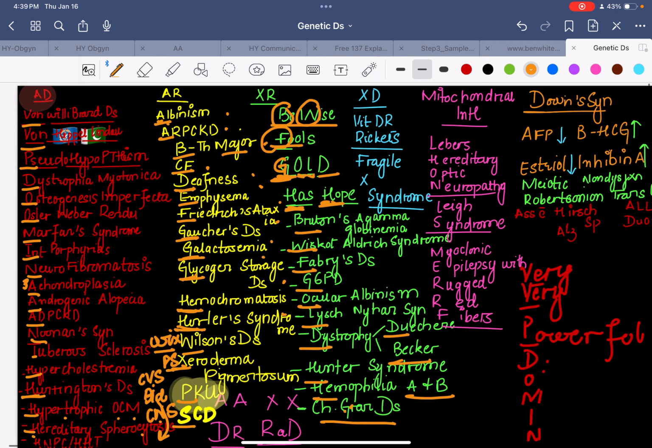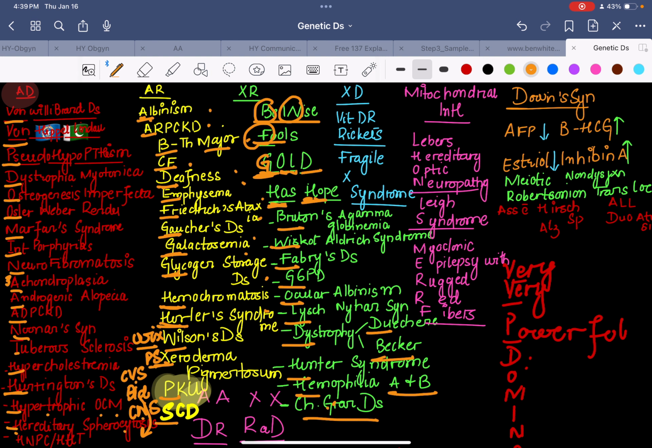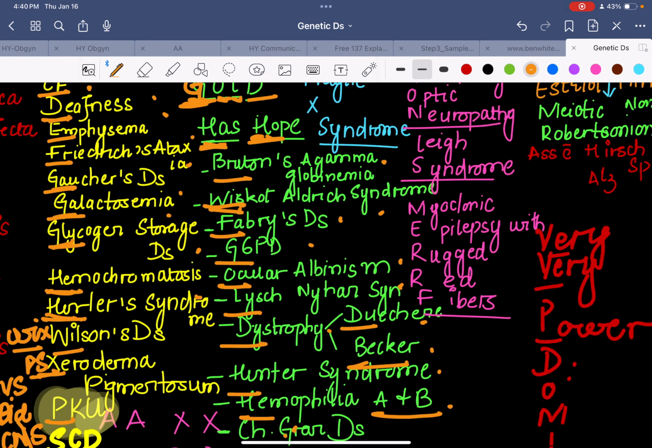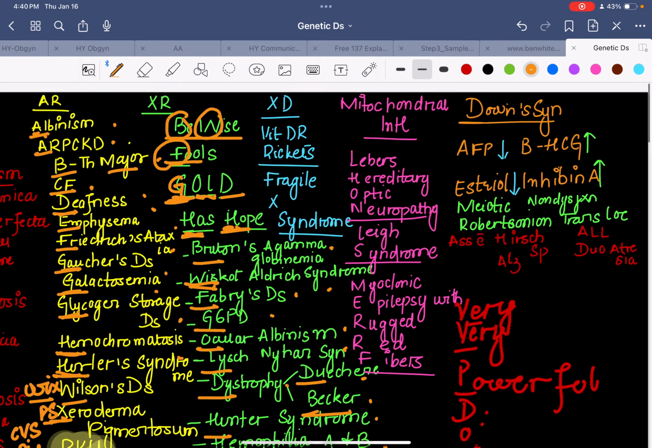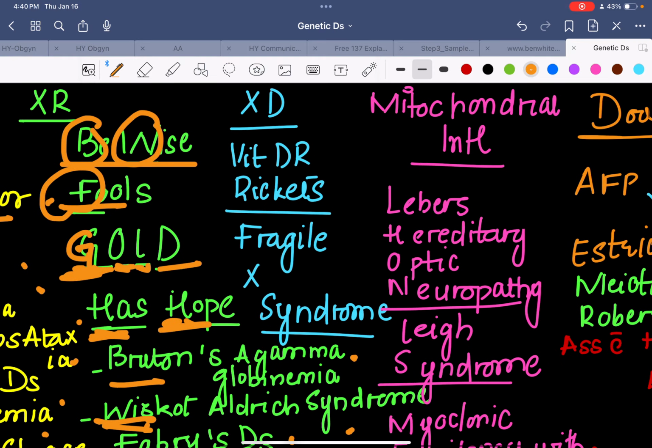So let's quickly revise our X-linked recessive diseases. B-wise fools, gold has hope. B for Bruton's agammaglobulinemia, W for Wiskott-Aldrich syndrome, F for Fabry's disease, G for G6PD deficiency, O for ocular albinism, L for Lesch-Nyhan syndrome, and D for dystrophies such as Duchenne and Becker, H for Hunter syndrome, and H for hemophilia A and B, and of course chronic granulomatous disease has two inheritance patterns.